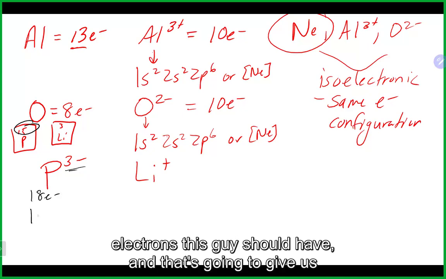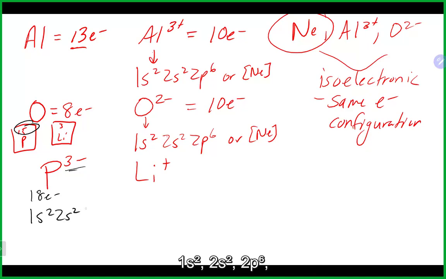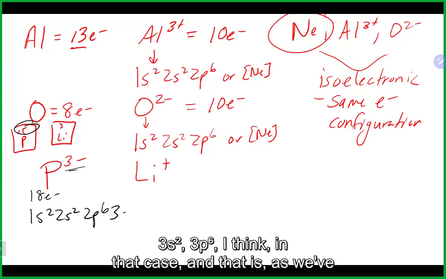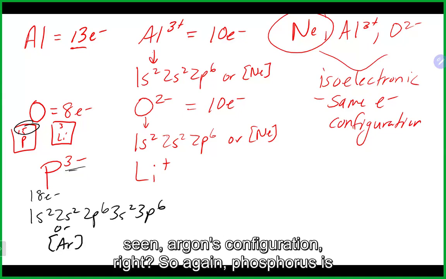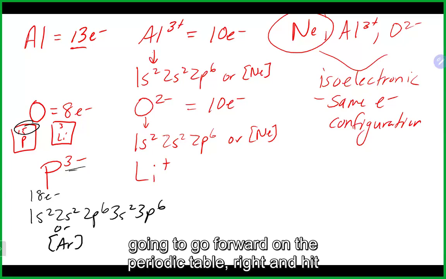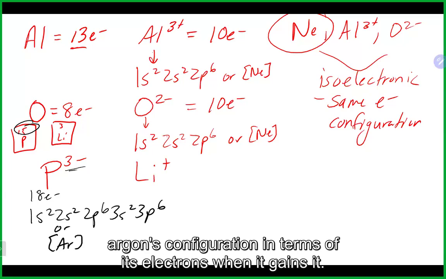And that's going to give us 1s2, 2s2, 2p6, 3s2, 3p6, I think, in that case. And that is, as we've seen, argon's configuration. So phosphorus is going to go forward on the periodic table and hit argon's configuration in terms of its electrons when it gains them.